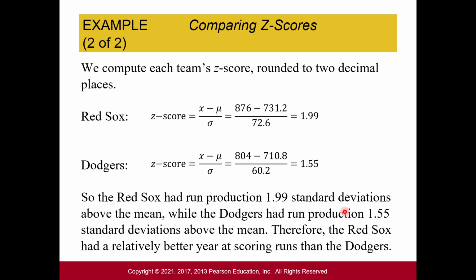So basically what this is saying is, if the average runs was 731, the Red Sox were scoring that season almost 2 standard deviations more than the mean. And comparing that to the Dodgers, they still scored way above the mean of 710. It was just not quite as much, about 1.5 standard deviations away from the mean.